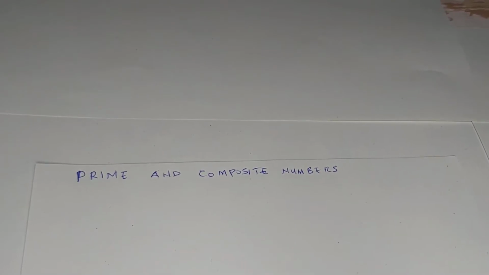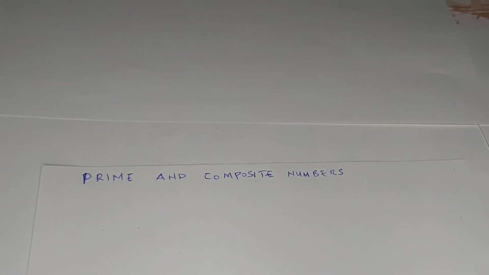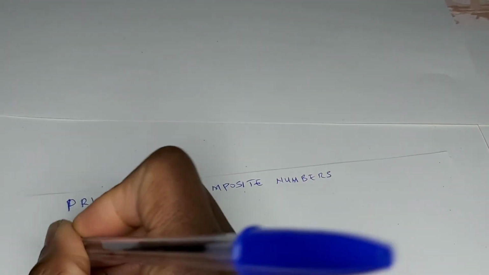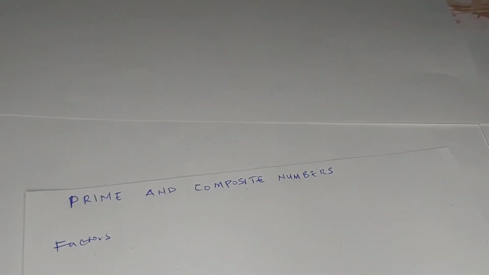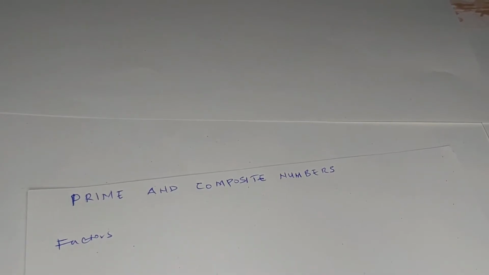Today we are going to learn something about prime and composite numbers. But before we start, let's have a look at what is termed factors. So when we say factors, what do we mean? Factors are the numbers you multiply to get another number.